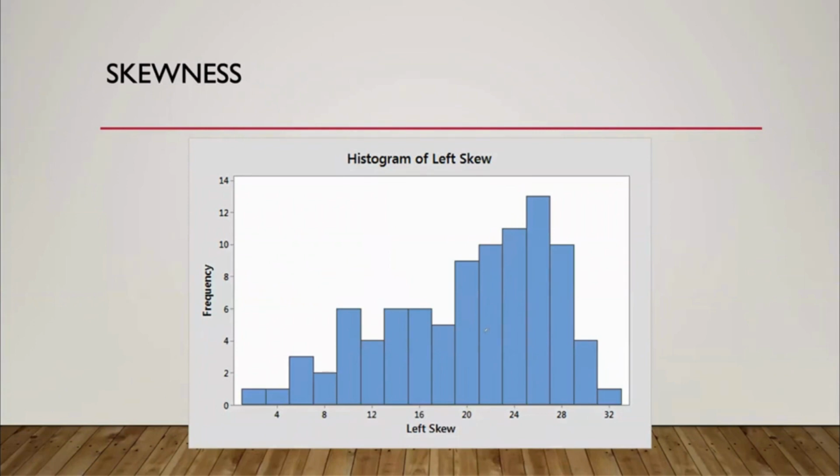And I mentioned the skew. So the skew is a measure of, so we have probably our median in there, and the tail goes way off in this direction. So this one's left skewed. So that's the other side of skewness.